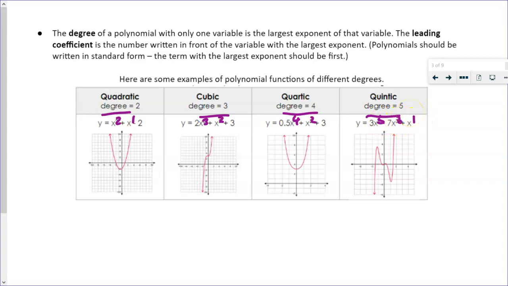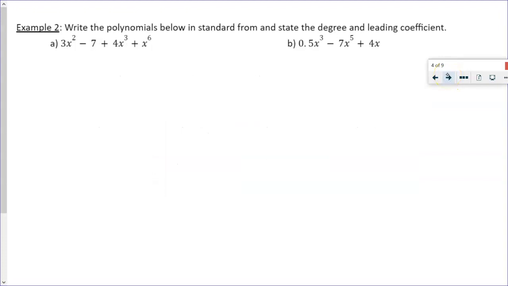So sometimes we're going to be missing degrees, but the bottom line is that when we put it in standard form, it has to start with the highest degree first and then go in descending order. So just always remember that the highest degree, the highest exponent, will start the equation. Okay, so the number that is the biggest when it comes to the exponent of the x will start the equation. All right, so write the polynomials below in standard form and state the degree and leading coefficient.